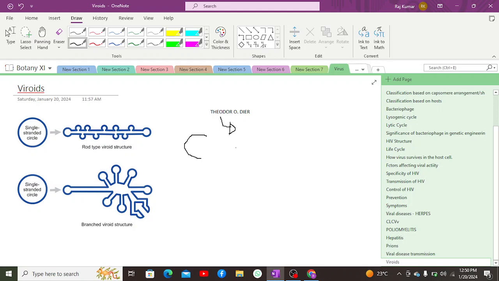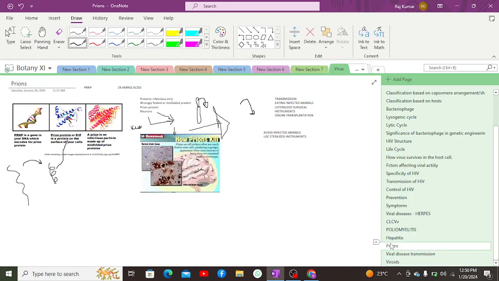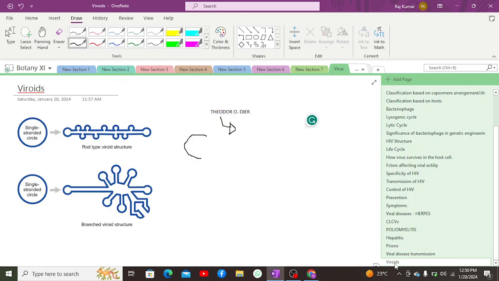Prions were discovered by an American pathologist whose name was S. Prusiner, starting from S. I'm not sure about the actual spelling of it. You can just look into it as well.